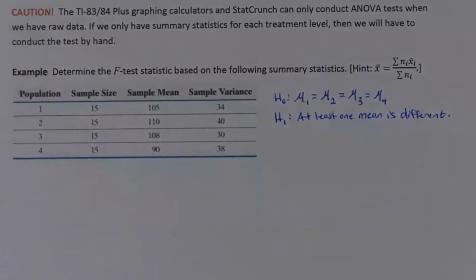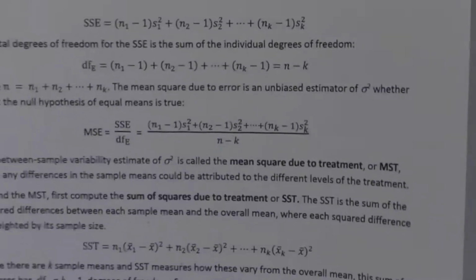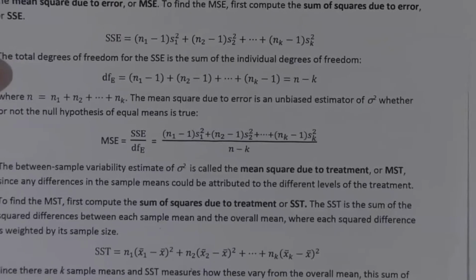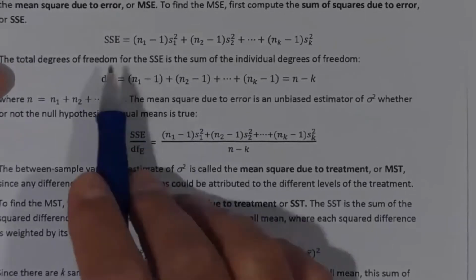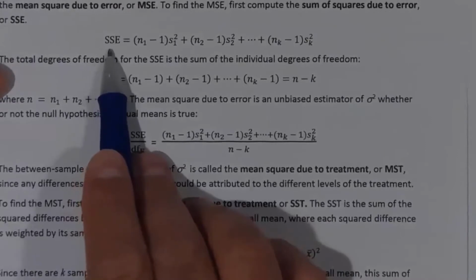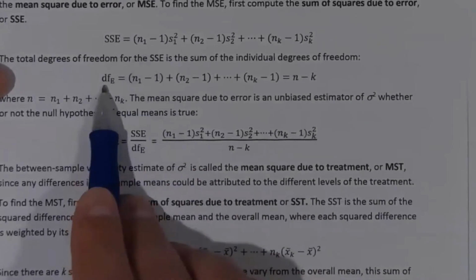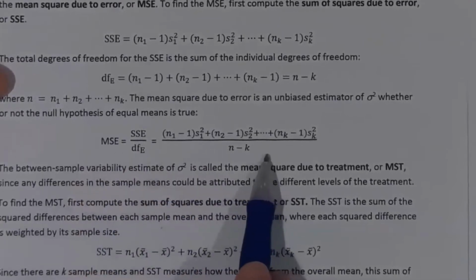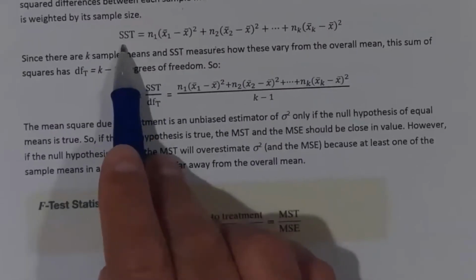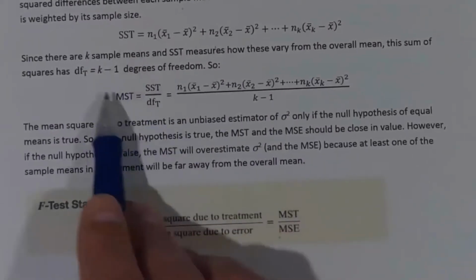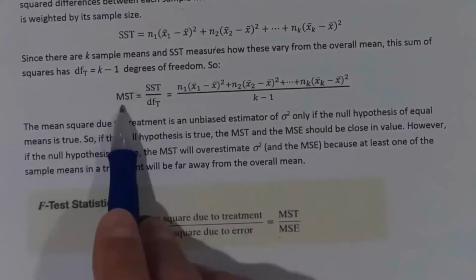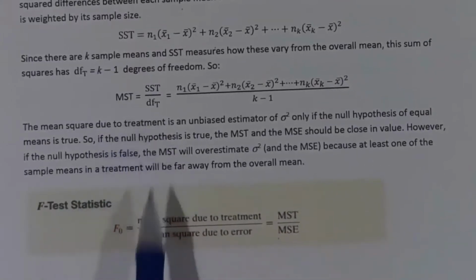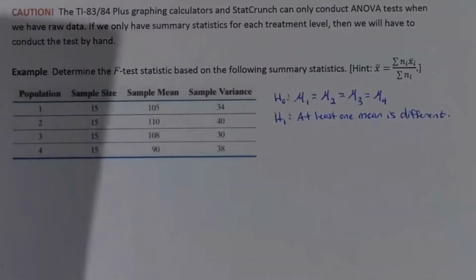And again, we want to calculate the F statistic. Well, just want to remind you how we go about calculating the F statistic. In order to calculate the F statistic, we have to calculate the sum of the squares due to error, and then the degrees of freedom due to error, and then we use that to find the mean squares due to error. We also have to find the sum of the squares due to treatment and the degrees of freedom due to treatment, and then we use that to find the mean square due to treatment. So that's what we have to do here, and we can do that with the information that's provided.